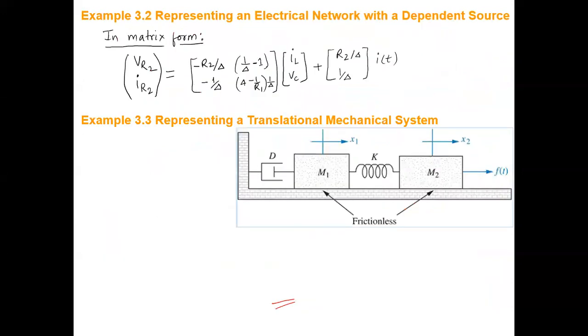Okay, let's do this next problem. So we have a translational mechanical system. Now, how do you represent this in time domain? Okay, that's the thing. How many state variables do you think this will have?